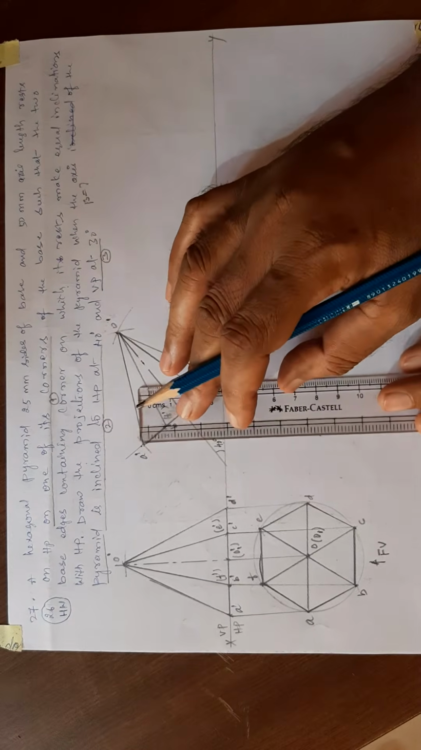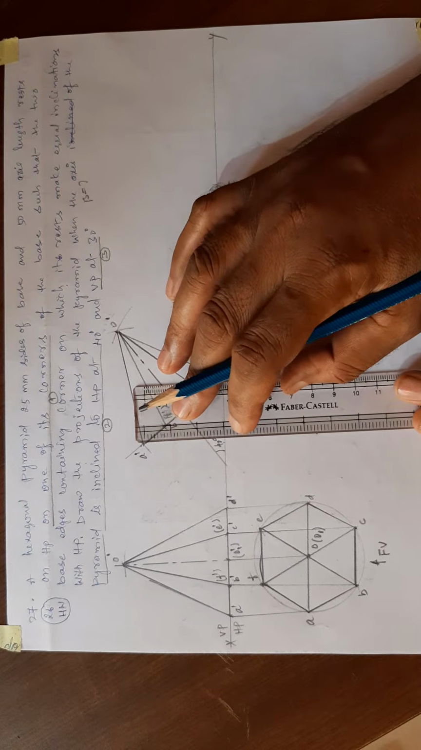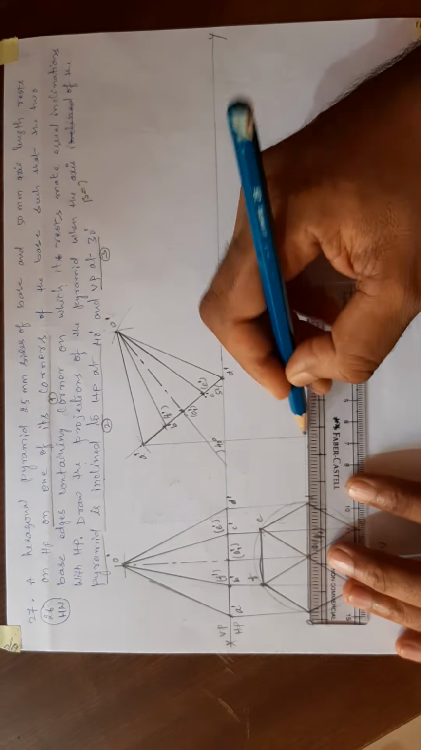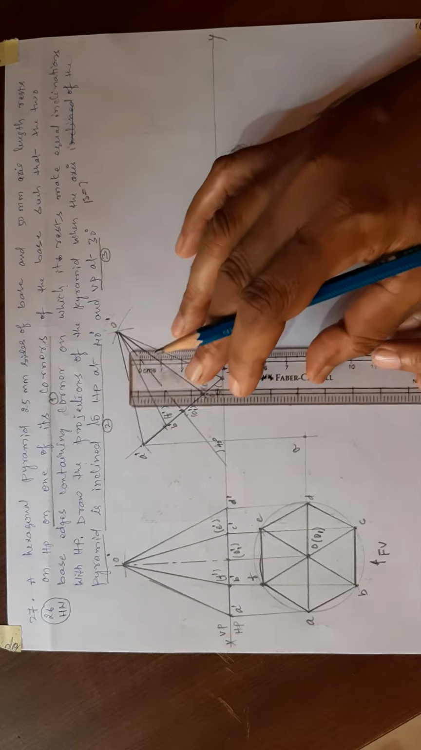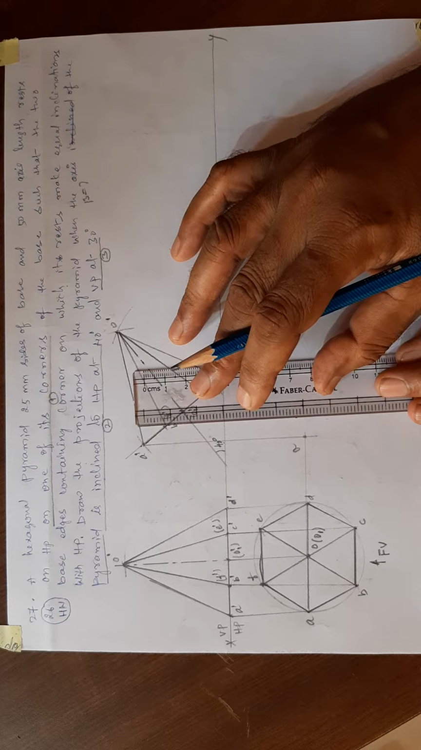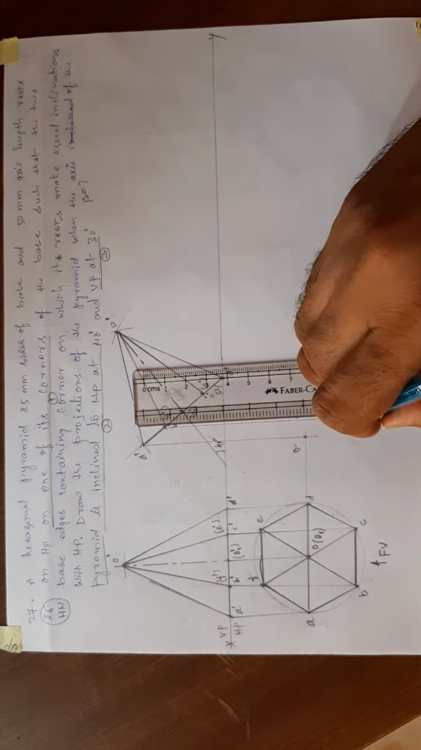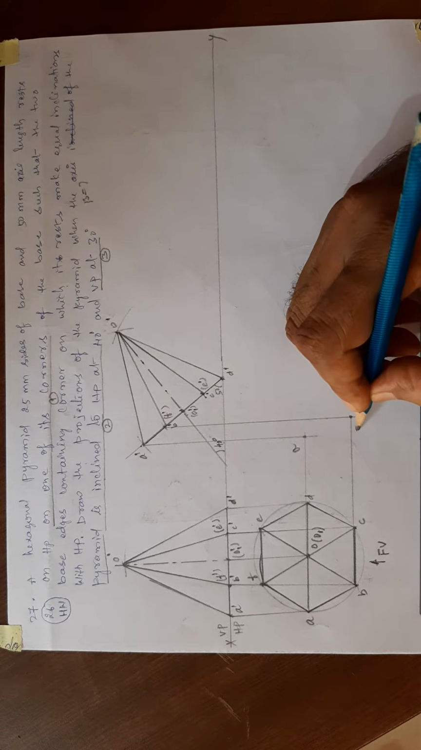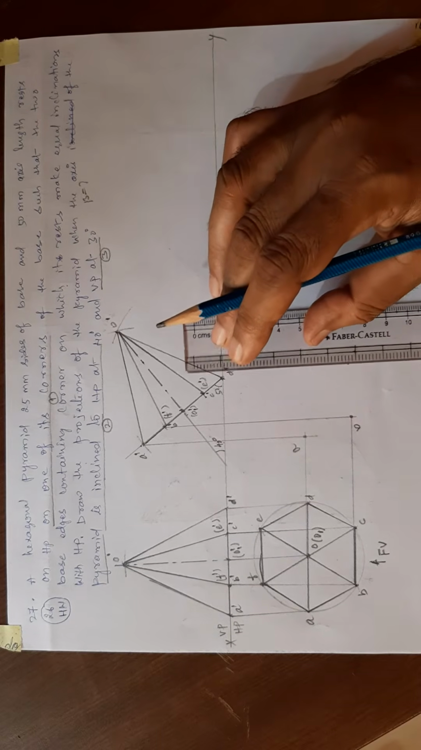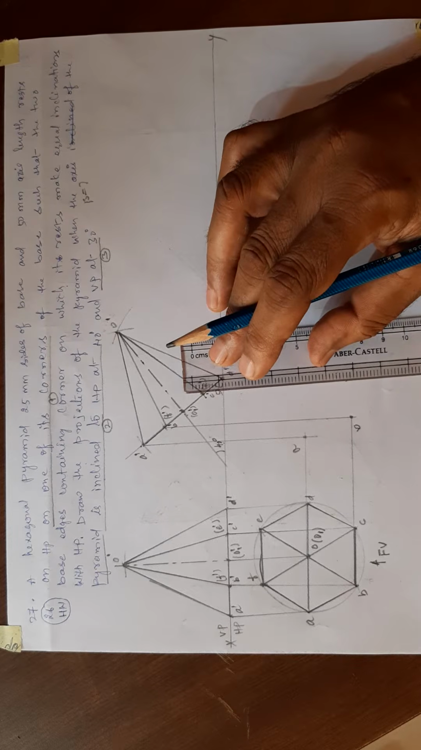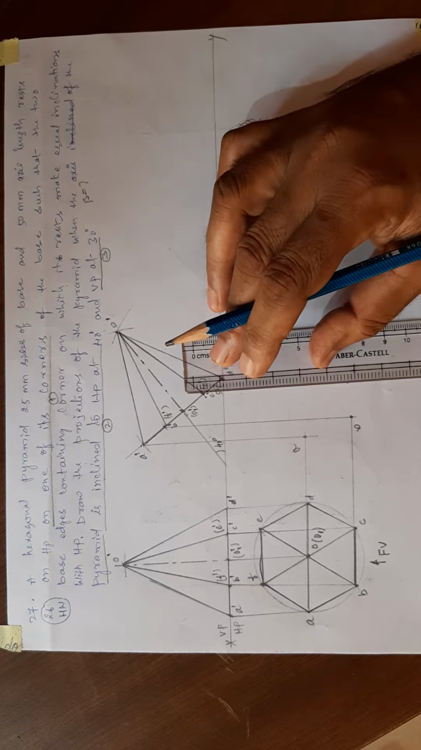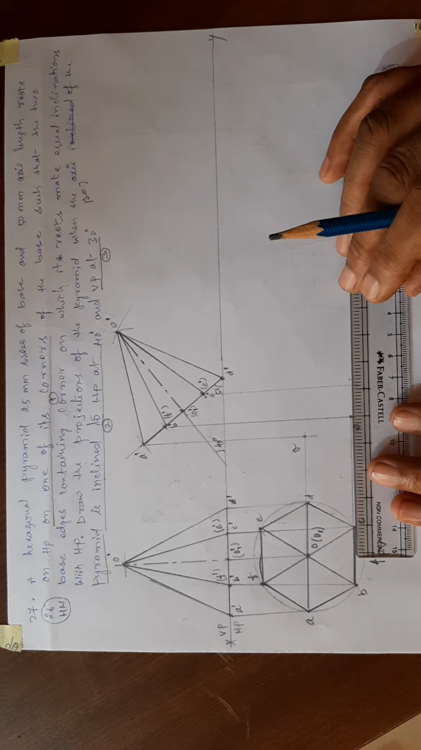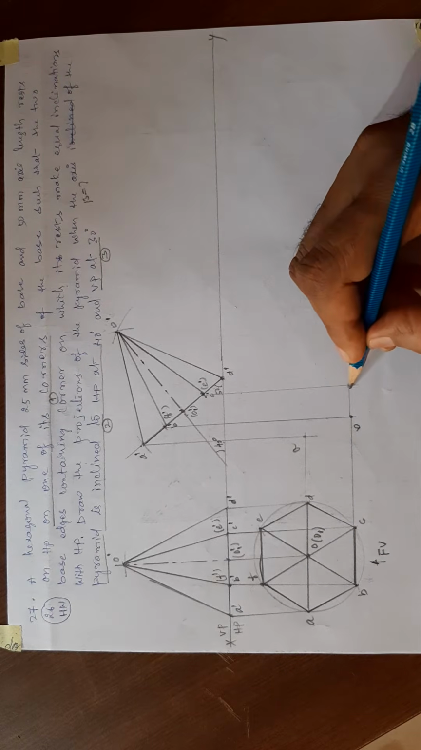I will take the bottom points here. Now see, a vertical downward projector line from A dash and a horizontal projector line from A. On this point you will get A. Next, a vertical projector line from B dash and a horizontal projector line from B. Now this point is B. Next C: a vertical projector line from C dash and a horizontal projector line from C. Now this is C.